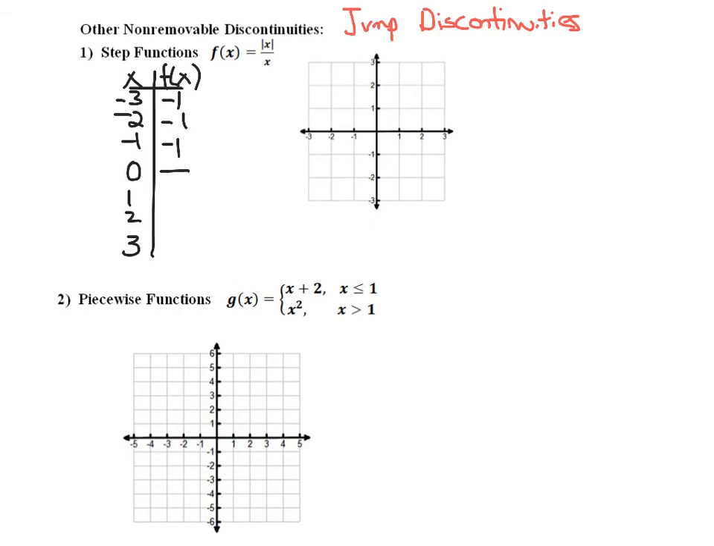I'm going to go all the way over to 0 and say that at 0 there isn't a function value. So I'm going to put a hole in the graph there and say all the rest of my function values were -1 to the left. Now let's look to the right of 0. So at 1, the absolute value of 1 is 1. 1 divided by 1 is 1. Absolute value of 2 is 2. 2 divided by 2 is also 1. Absolute value of 3 is 3.